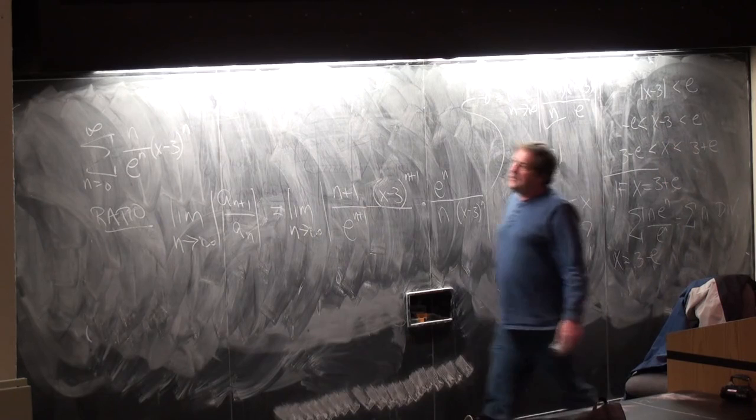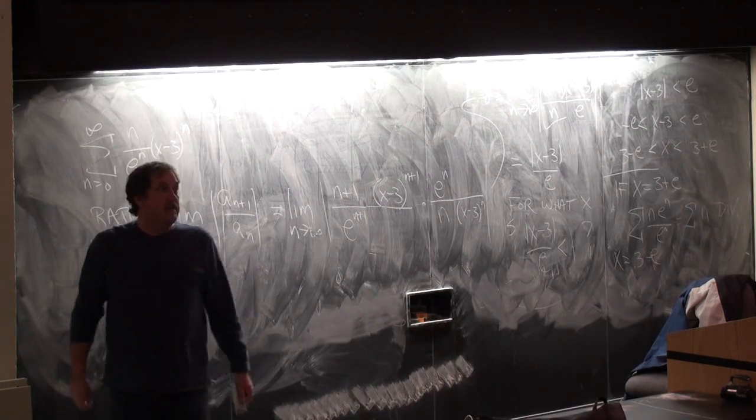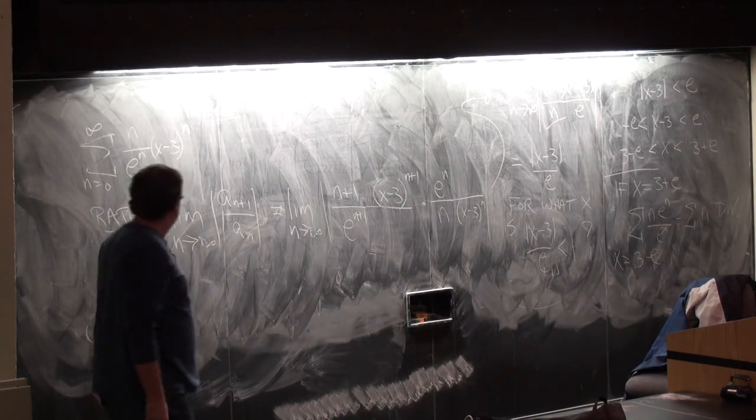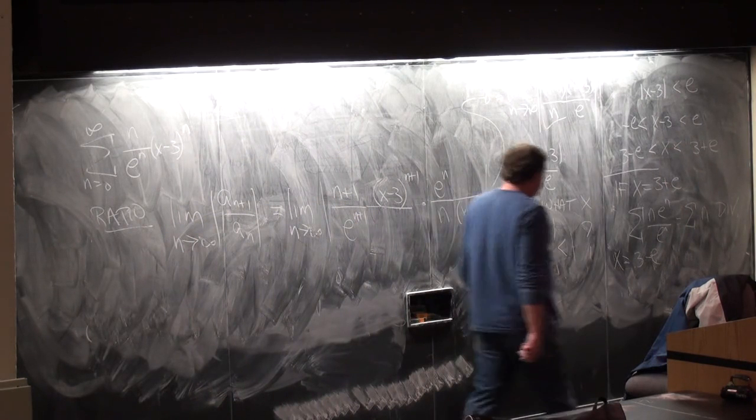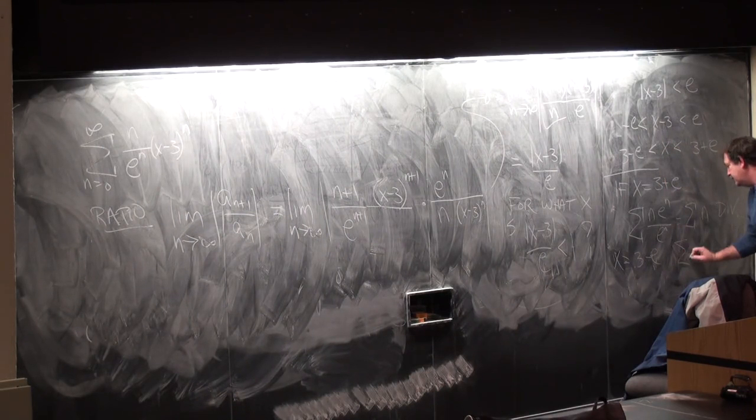If x equals 3 minus e, I have 3 minus e minus 3, so that's minus e to the n. My series becomes the sum of n times minus 1 to the n, because minus e to the n over e to the n is minus 1 to the n. So again, this diverges. So in fact, it doesn't converge at either end. My interval of convergence is x between 3 minus e and 3 plus e, not including either end.